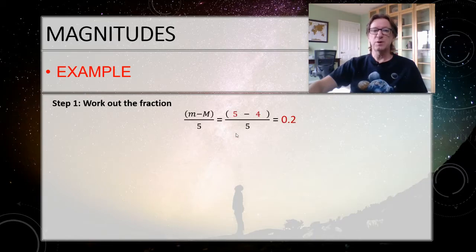All right, so step 1, work out the fraction. You put the 5 in for the little m, put the 4 in for the big M. 5 minus 4 is 1, 1 divided by 5 is 0.2. So that's our number from step 1. Doesn't mean anything yet because we're not done.